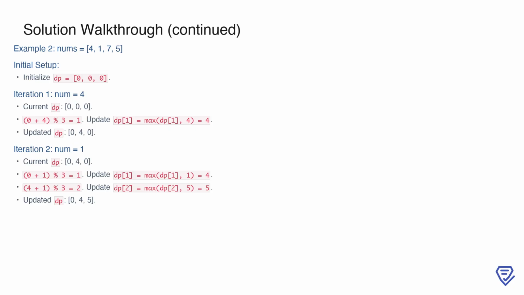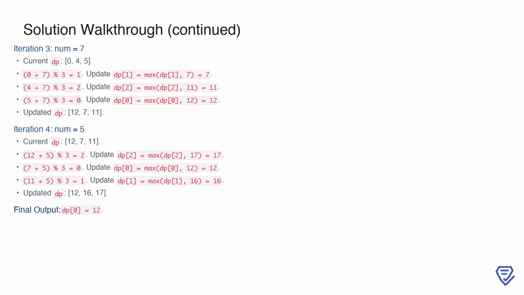Next, we consider the number 1. With the current dp of 0, 4, 0, adding 1 to the remainder 0 gives (0 + 1) % 3 equals 1, but dp[1] remains 4. Adding 1 to the remainder 1 gives (4 + 1) % 3 equals 2, so dp[2] is updated to 5. The updated dp is now 0, 4, 5.